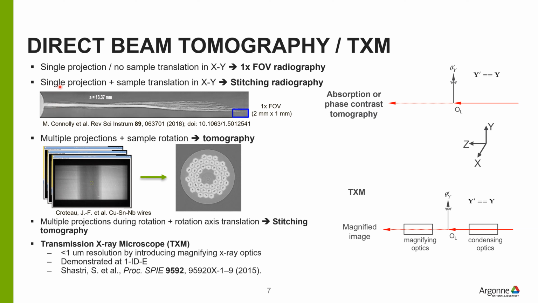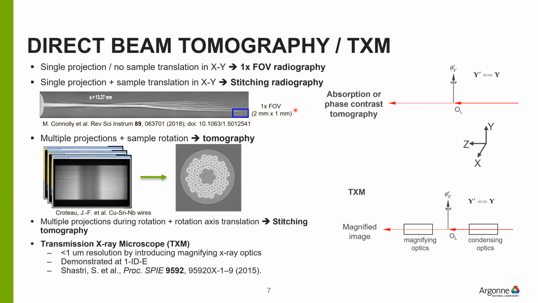Now, if you were to take single projections of this field of view, which is typically about 2 by 1 millimeter, and then translate the sample in XY with respect to the beam. In this case, it's a compact tension sample where the crack was growing and bifurcating and whatnot. This is a 13 millimeter crack. If you translate the sample with respect to the beam and make a montage, it's basically a stitching radiography.